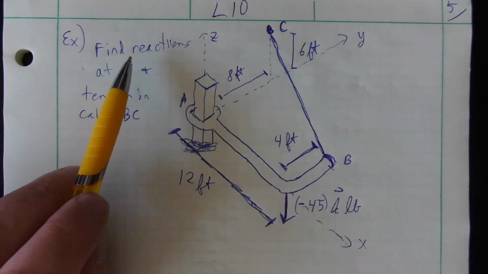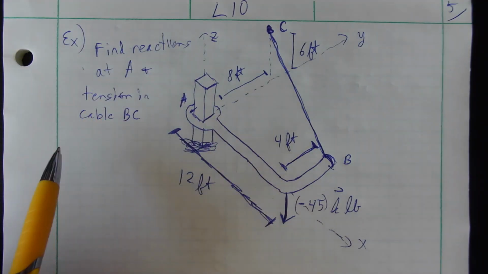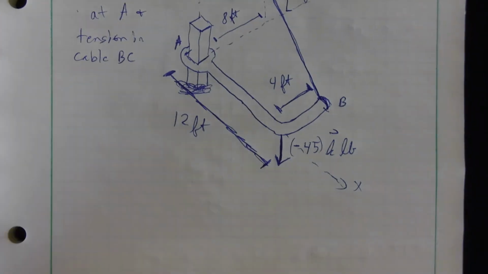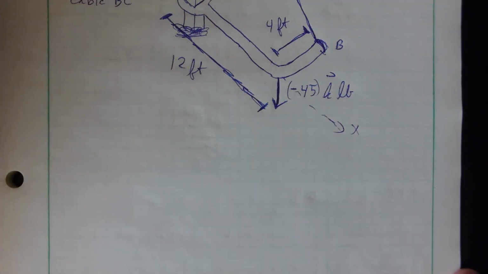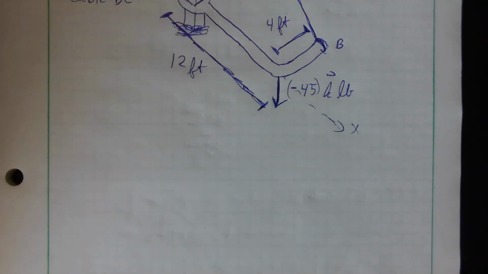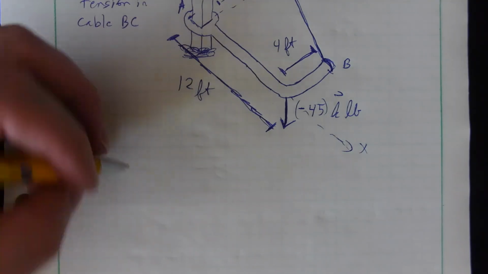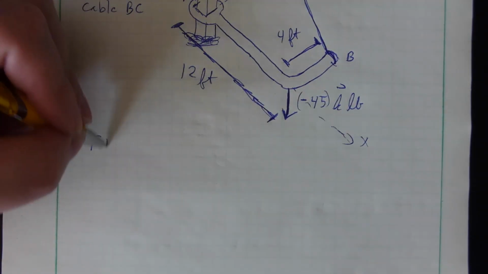All right, so we want to find the reactions at point A, our square collar here, and find the tension in cable BC. The square collar is kind of a weird reaction. You won't see it very often, but it's a neat little thing, and there's a type of bearing that's similar to it. But let's draw a free body diagram.